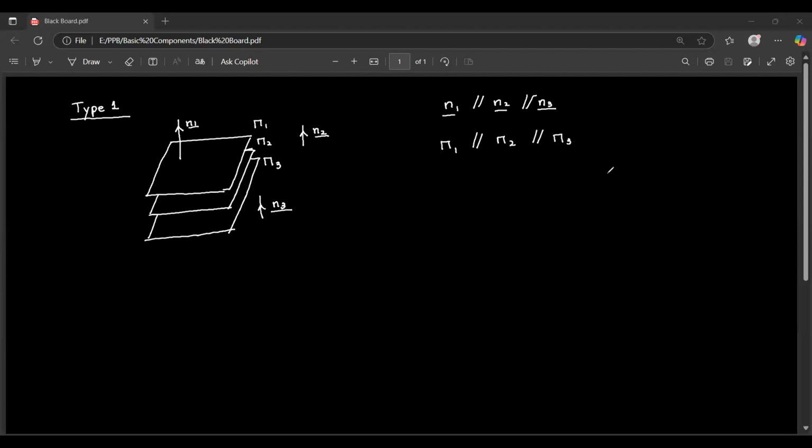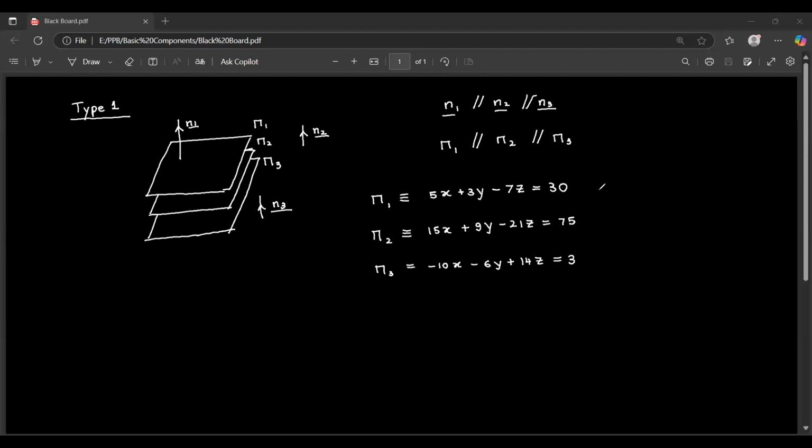This is the basic step you have to do when you're testing the intersection of three planes to come up with the final answer. So now you have to find the normals first. Let's say n1 is the normal vector to pi 1. Then n1 is equal to (5, 3, -7), n2 is equal to (15, 9, -21), and n3 is equal to (-10, -6, 14).